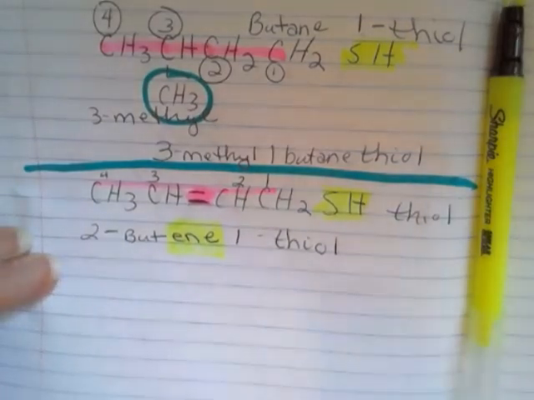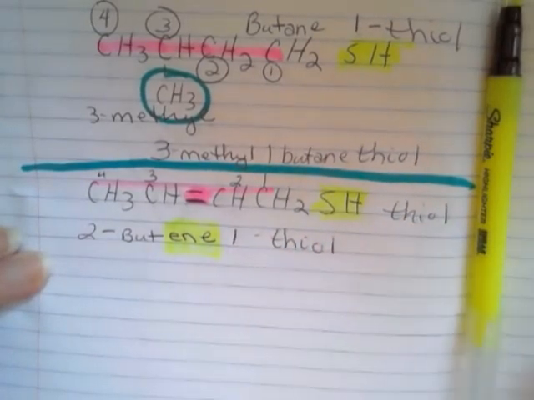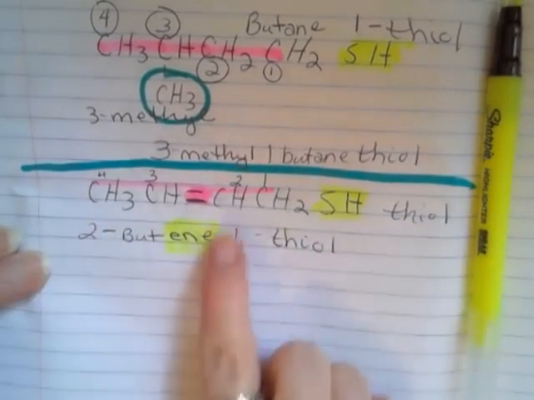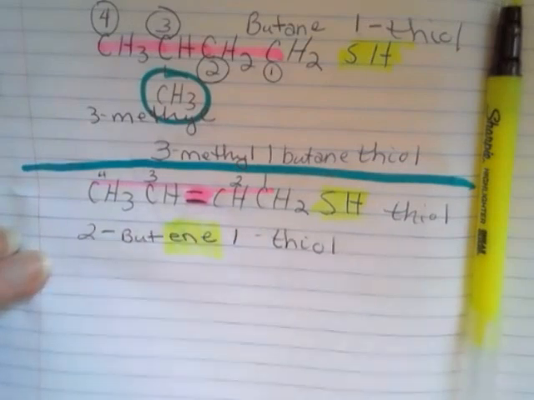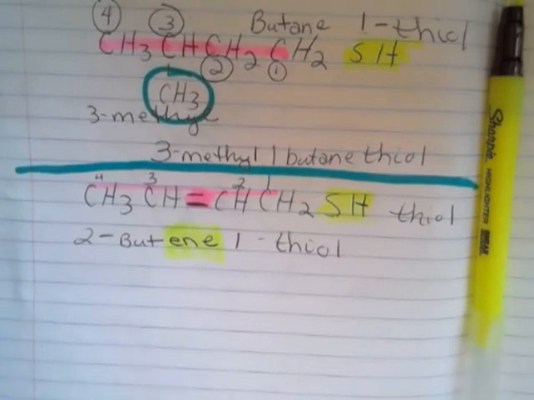Okay? So again, just break these down and show me that this is a thiol group. You know it's happening at number 1, and that this is your butene, and that double bond is at number 2. And then if this isn't put together exactly right, you still should be able to figure out the answer.